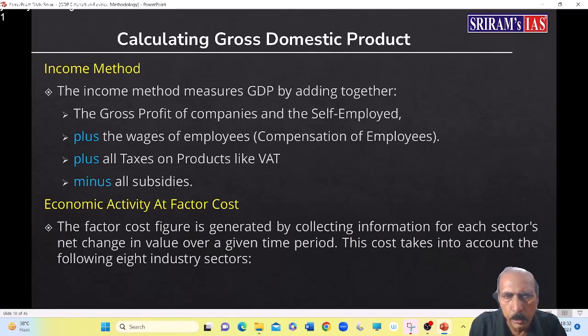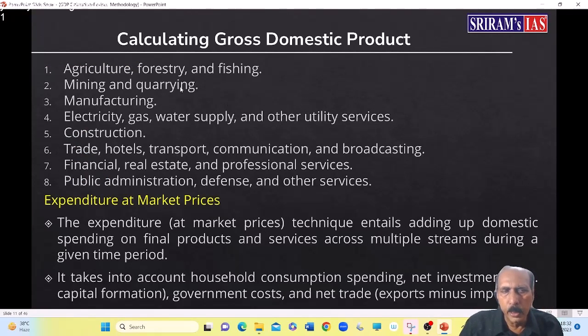We have been using the concept of national income as GDP at factor cost till recently. Of course, we have changed the definition now, but till very recently, we have been using national income as GDP at factor cost. And therefore, these are the sectors we define and start measuring the change in the value of output, and then it will give you the GDP by the income method. But the value change is measured at constant prices.